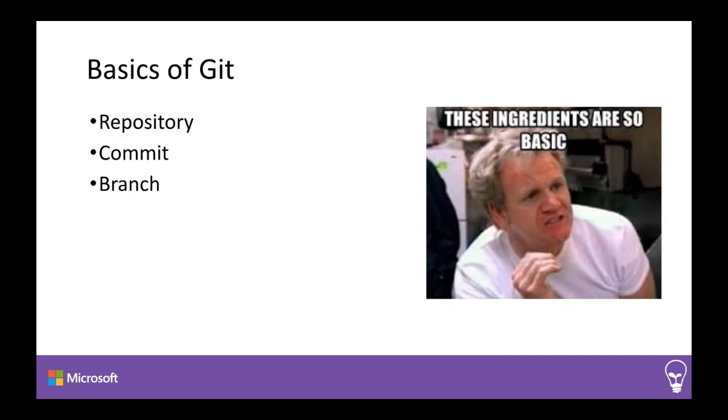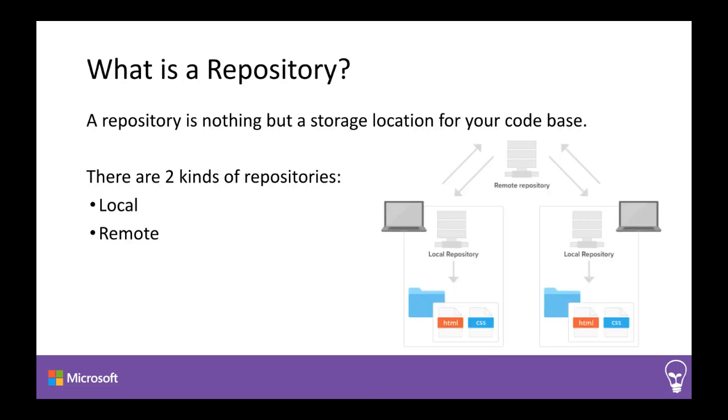Cool. So what are the basics of Git? In this workshop, we will learn about repository, commit, and branch. Repository is not really a feature of Git, but it's really important to understand what a repository is before we can learn about Git. So what is a repository? Well, a repository is nothing but a storage location for a code base. There are two kinds of repository, a local repository and a remote repository.